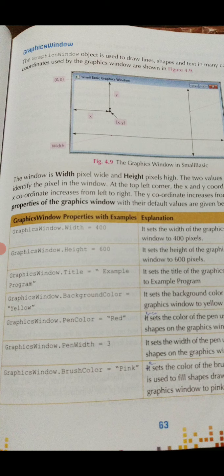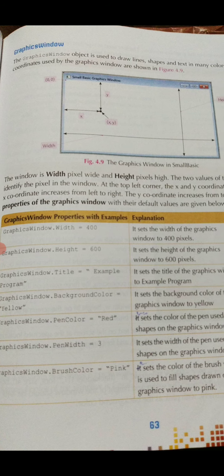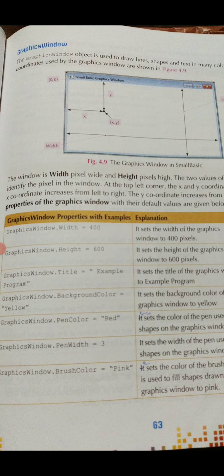The graphic window object is used to draw lines, shapes and text in many colors. So here this graphic window is used to draw lines, shapes and text in different colors. Coordinates used by the graphic window are shown. So here you can see that in figure 4.9 the graphic window is given. Then again see the next paragraph.